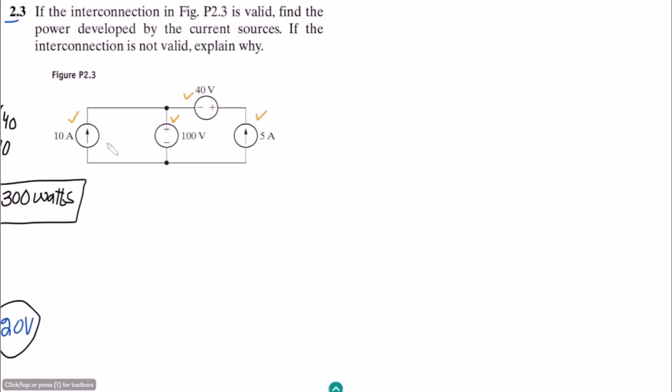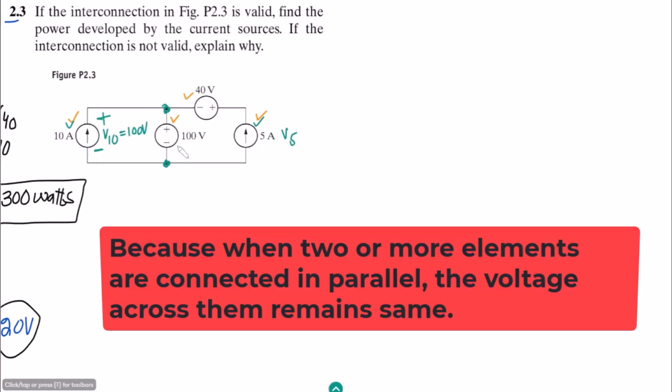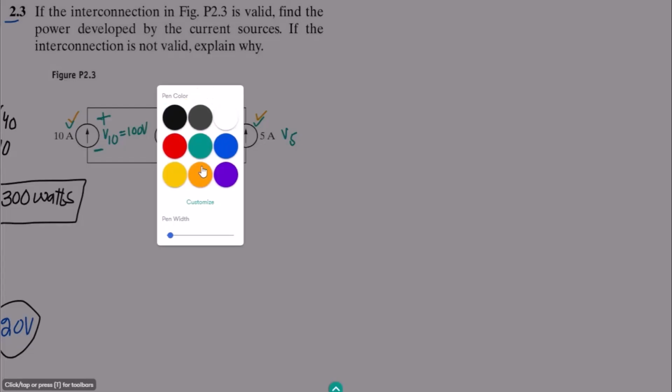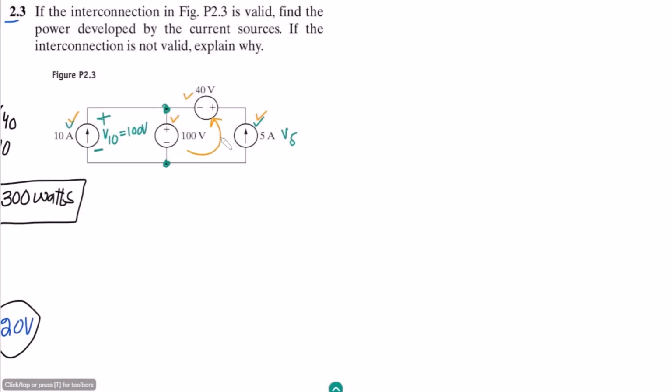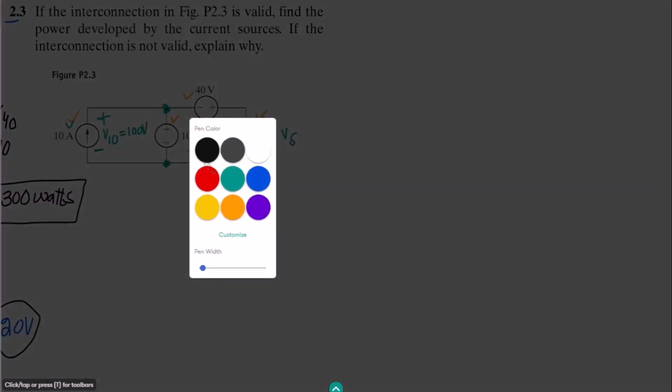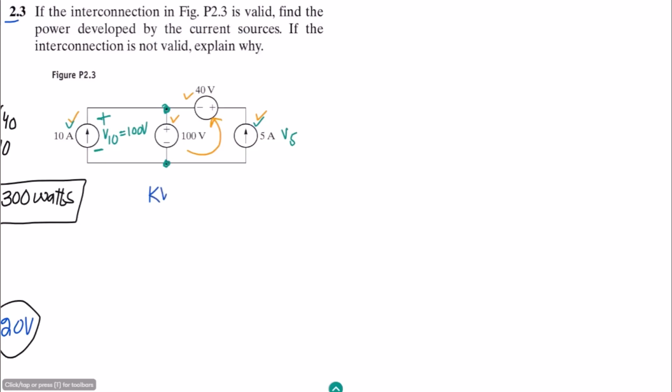After it, we have to find what? We have to find this V10 and V5 as well to find out the power developed by this source and this source as well. So this V10, we can see that this is in parallel with this 100 volt source, so the polarity of it will be the same as that of this one, and the voltage across this one will be the same as that of this source. Okay, in order to find out the voltage across this V5, let me consider the current here. So this is the current here, and let me use the KVL here. So in order to apply the KVL here, we have to do what?